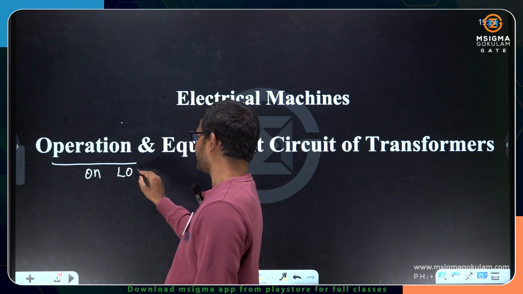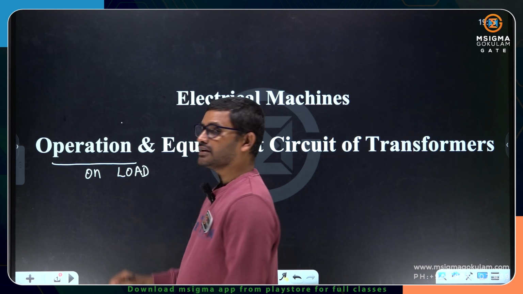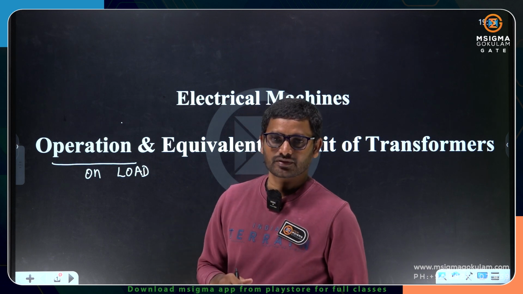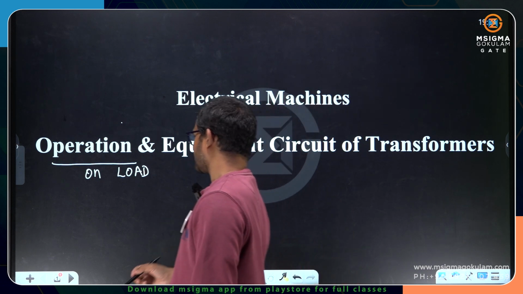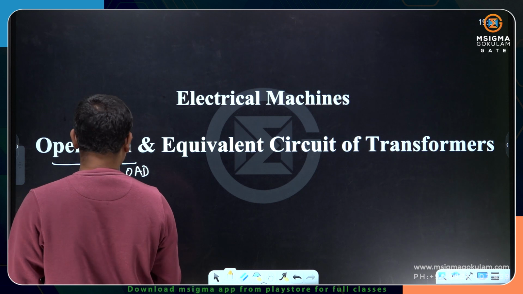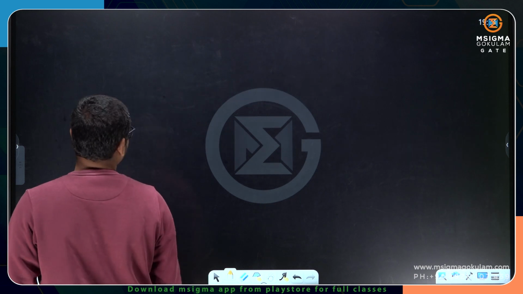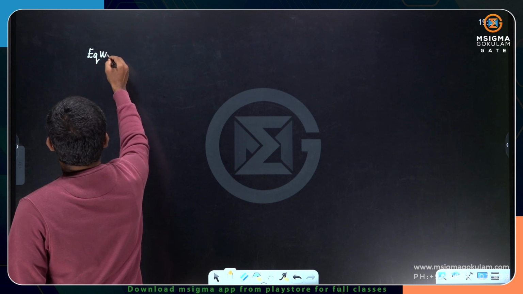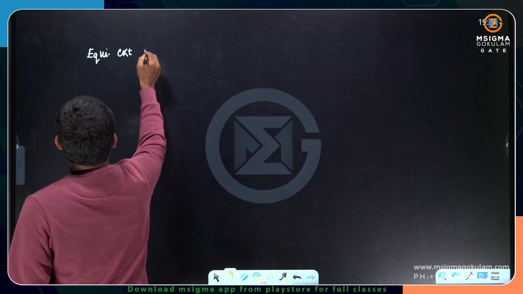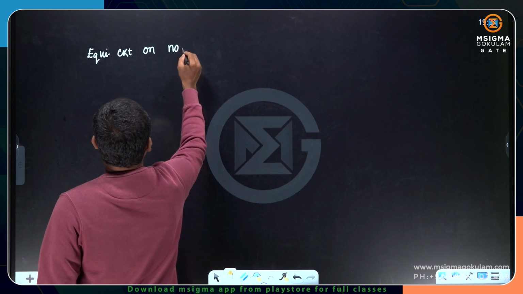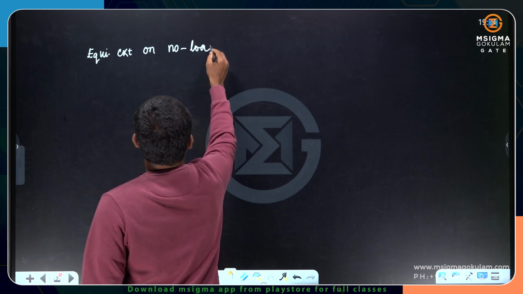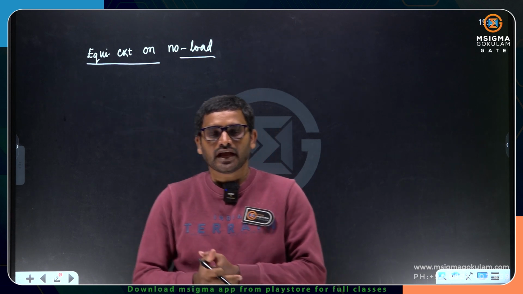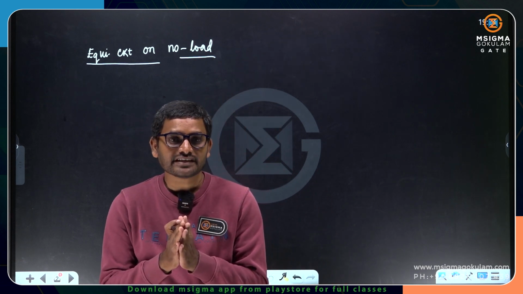In the last session we discussed operation on no load condition. I did not draw the equivalent circuit on no load, but let me show you the equivalent circuit on no load condition also, so that you can understand. So the equivalent circuit on no load will be like this. What we have done, under no load the current is very small.